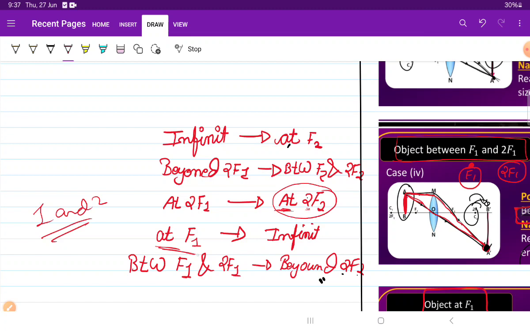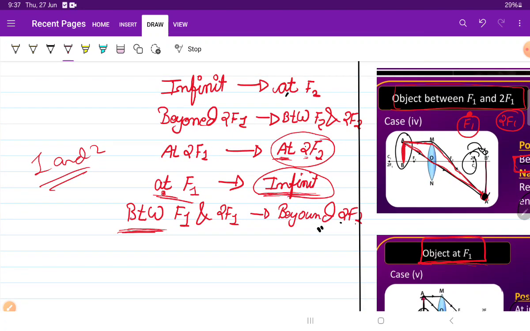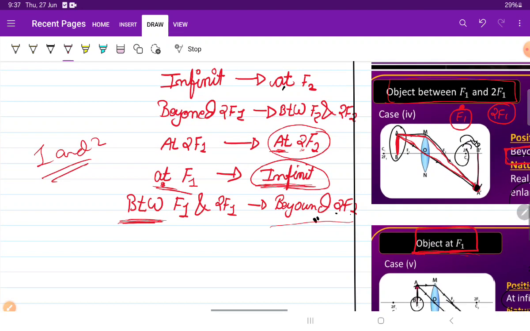Now let's see the fourth case in which we are going to put our object at F1. If we put the object at F1, then the image will be at infinity. Okay, now the last case, the last trick to remember: if the object is between F1 and 2F1, then the image will form at 2F2.